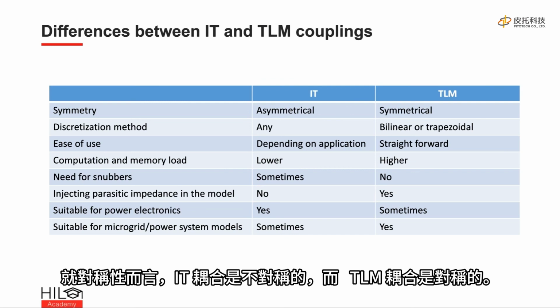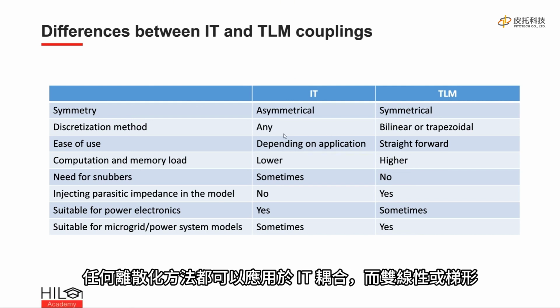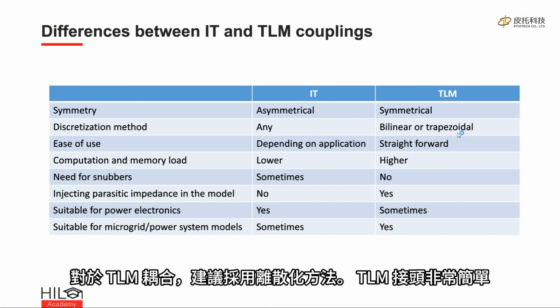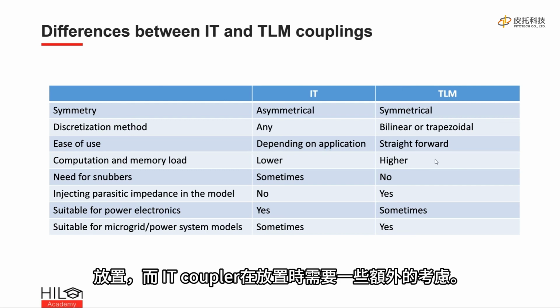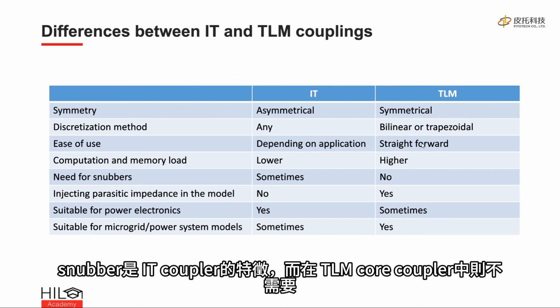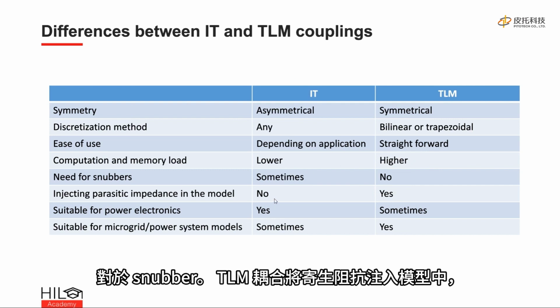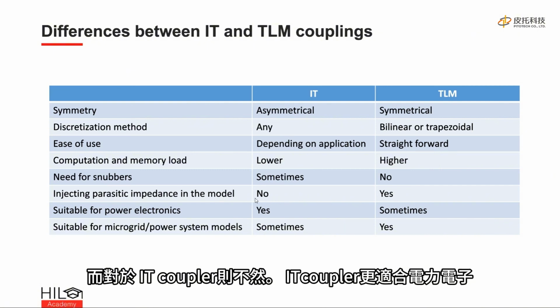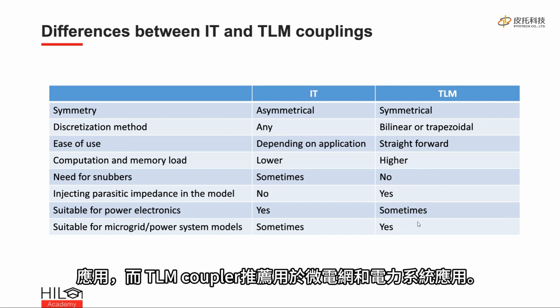When it comes to symmetry, IT couplings are asymmetrical while TLM couplings are symmetrical. Any discretization method can be applied for IT couplings, while the bilinear or trapezoidal discretization method is recommended for TLM couplings. TLM couplings are straightforward to place, while IT couplings require some additional considerations for placement. Snubbers are characteristic for IT couplings, while in TLM core couplings there is no need for snubbers. TLM couplings inject parasitic impedance into the model, while for IT couplings that is not the case. IT couplings are more suitable for power electronics applications while TLM couplings are recommended for microgrid and power systems applications.